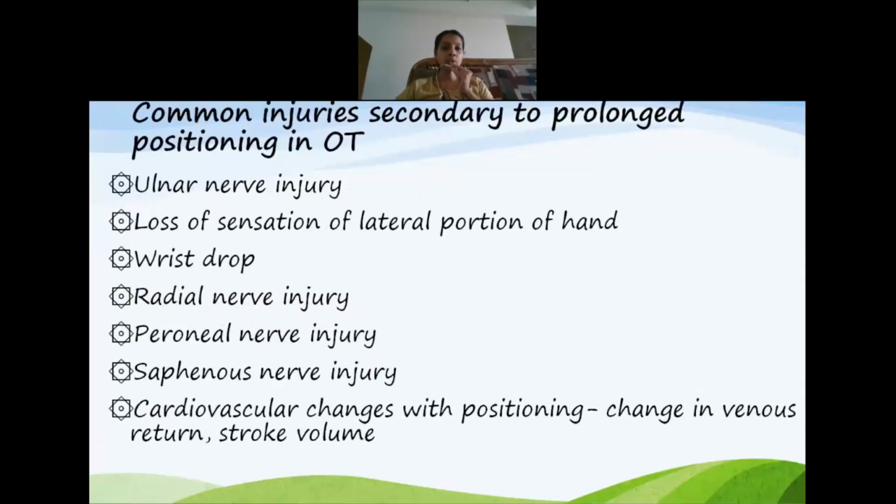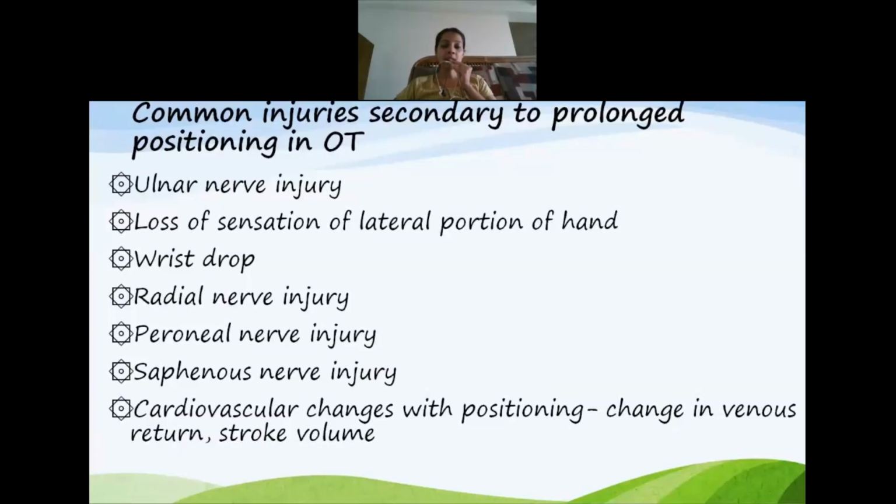Now, what injuries can happen whenever you have prolonged positioning in the operation theater? Prolonged positioning, or keeping the patient in the same position for a long period of time, can cause all sorts of nerve damage. It can result in ulnar nerve damage, peroneal nerve damage, saphenous nerve damage, then radial nerve damage or wrist drop. Then the patient can have loss of sensation of the lateral portion of the head.